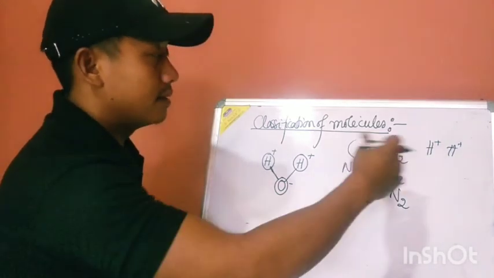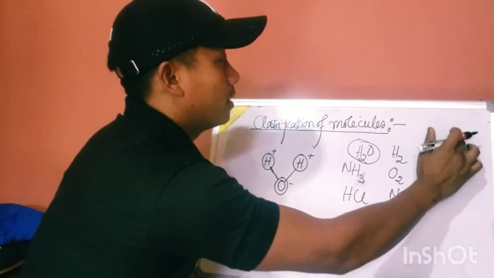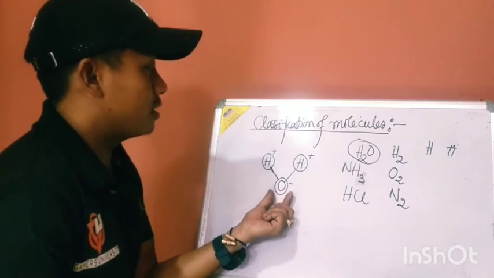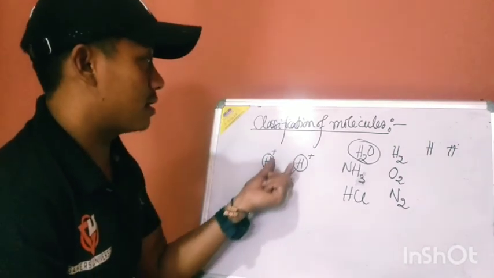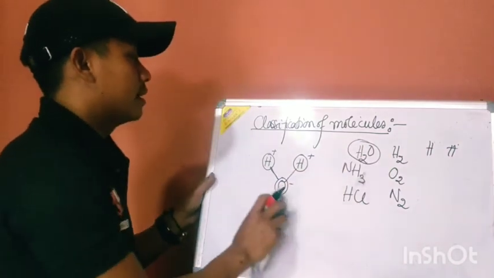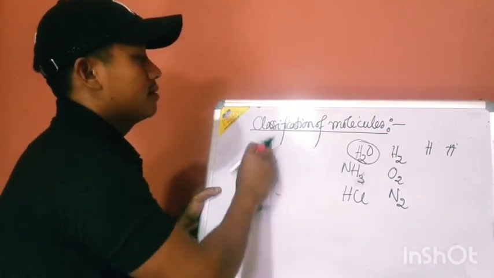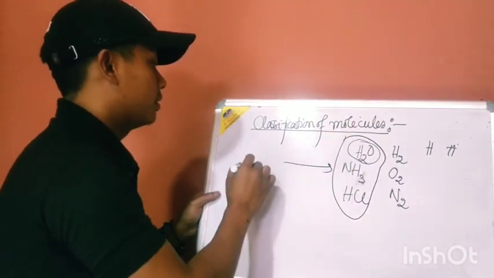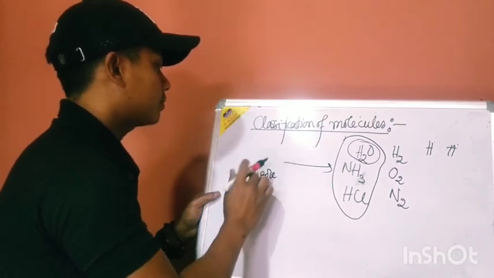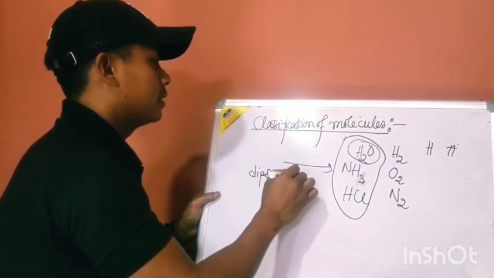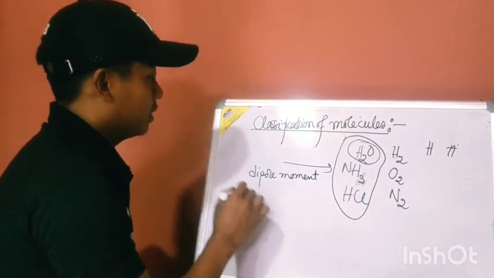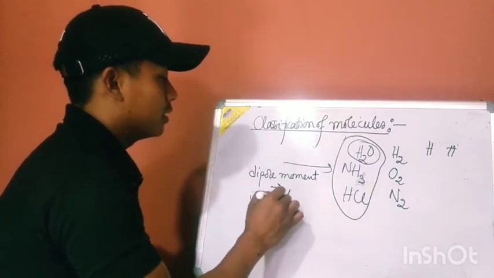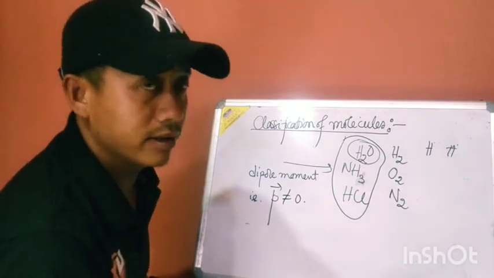Such a system consists of equal and opposite charges, and these molecules will have dipole moment. They will possess dipole moment, that is, dipole moment P vector should not be equal to 0.